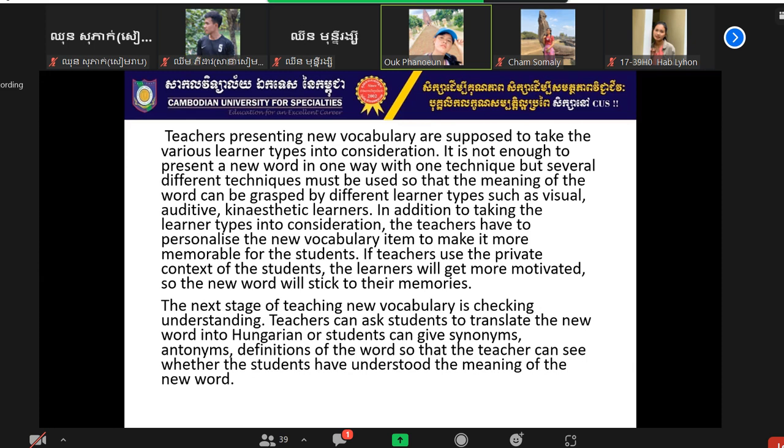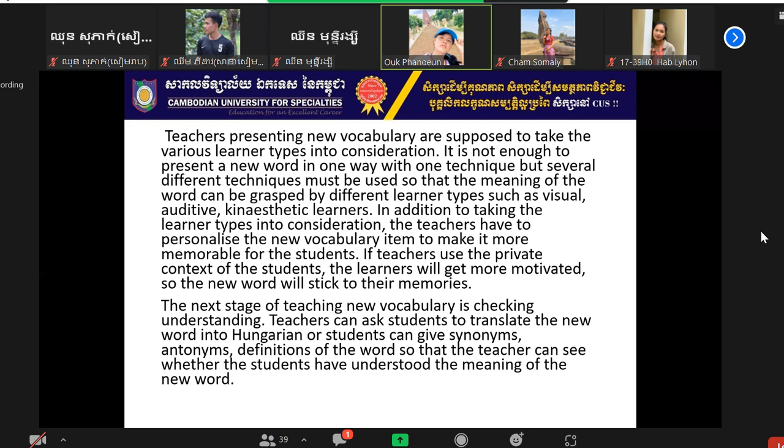A teacher presenting new vocabulary is supposed to take the various learner types into consideration. It is not enough to present a new word in one way with one technique, but several different techniques must be used so that the meaning of the word can be grasped by different learner types, such as visual, auditory, and kinesthetic learners.